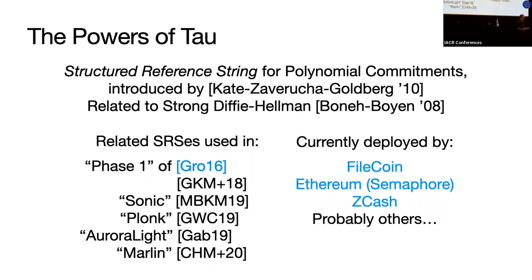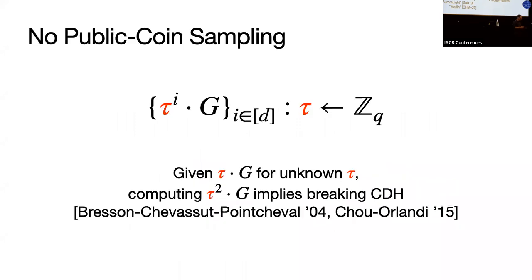Now, these SRSs have an unfortunate property, which is that you can't sample them in a public coin fashion. In particular, given an elliptic curve point for which you don't know the discrete logarithm, computing the square of that point actually implies breaking the computational Diffie-Hellman assumption. So in order to sample the powers of tau, you really have to sample tau first.